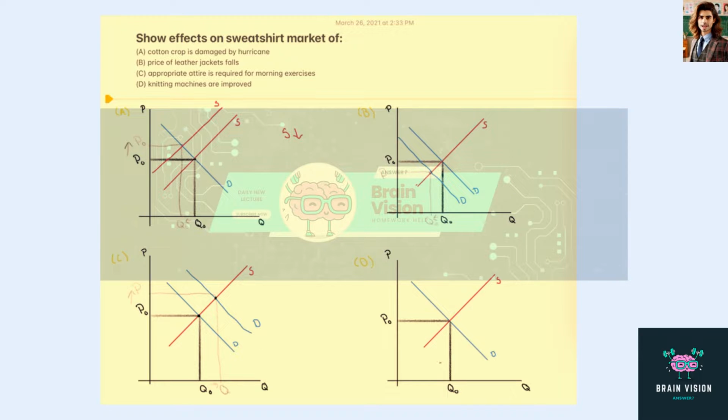So we're going to see our supply curve shift outward. As a result, our new equilibrium will sit over here. We're going to have an increased quantity of sweatshirts and a decreased price for sweatshirts.